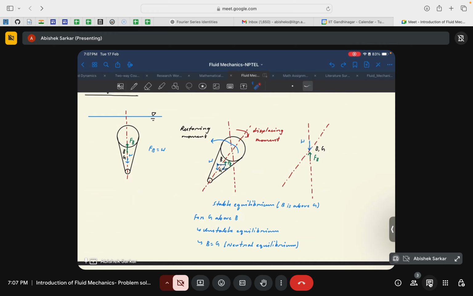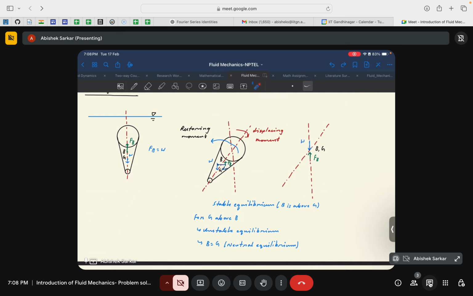Okay, and if there's a scenario where your center of buoyancy and the center of gravity coincide with each other, then it's basically a neutral equilibrium. So if you displace the body, it will tend to remain at that particular configuration. Yeah, that's the correct word for it.